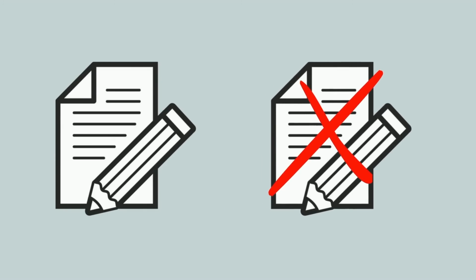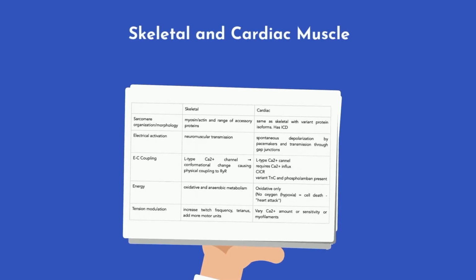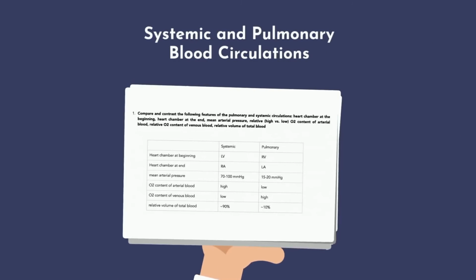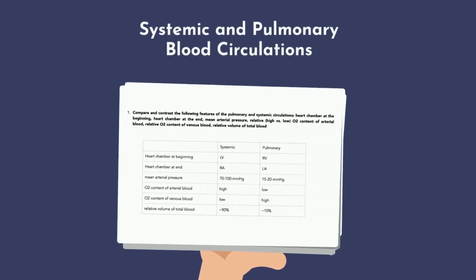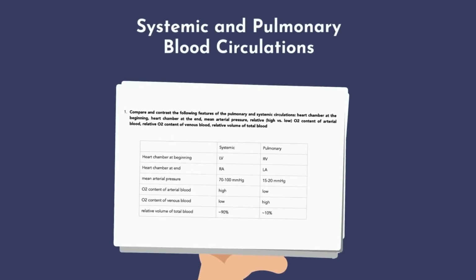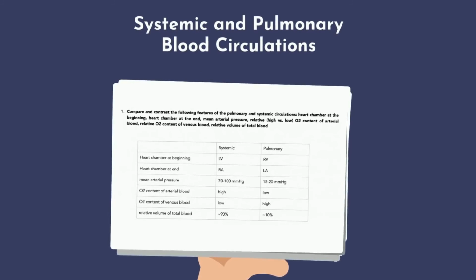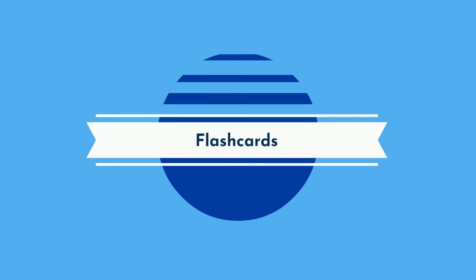For example, after learning about skeletal and cardiac muscle, I made a table comparing the two. Here's another table comparing systemic and pulmonary blood circulations. The process of making the table was an active process that reinforced the material and my understanding of it, plus I had the added benefit of a high-yield table to review at a future date.